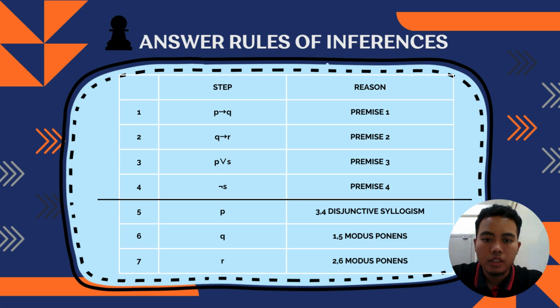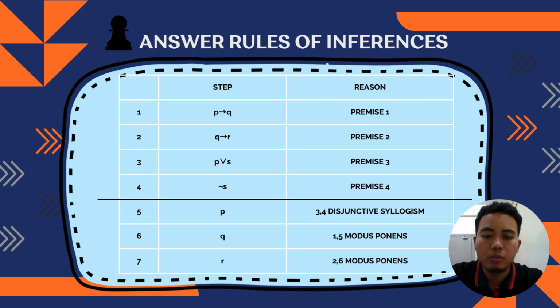I already identified it, and as we can see on the slide, the first rule we can use is disjunctive syllogism. We can use disjunctive syllogism on statements 3 and 4, because they have a disjunctive logical operator and almost the same variable, which is S and not S. So we can remove the S and not S, and we get P. And P we can make a new statement, which is statement 5.